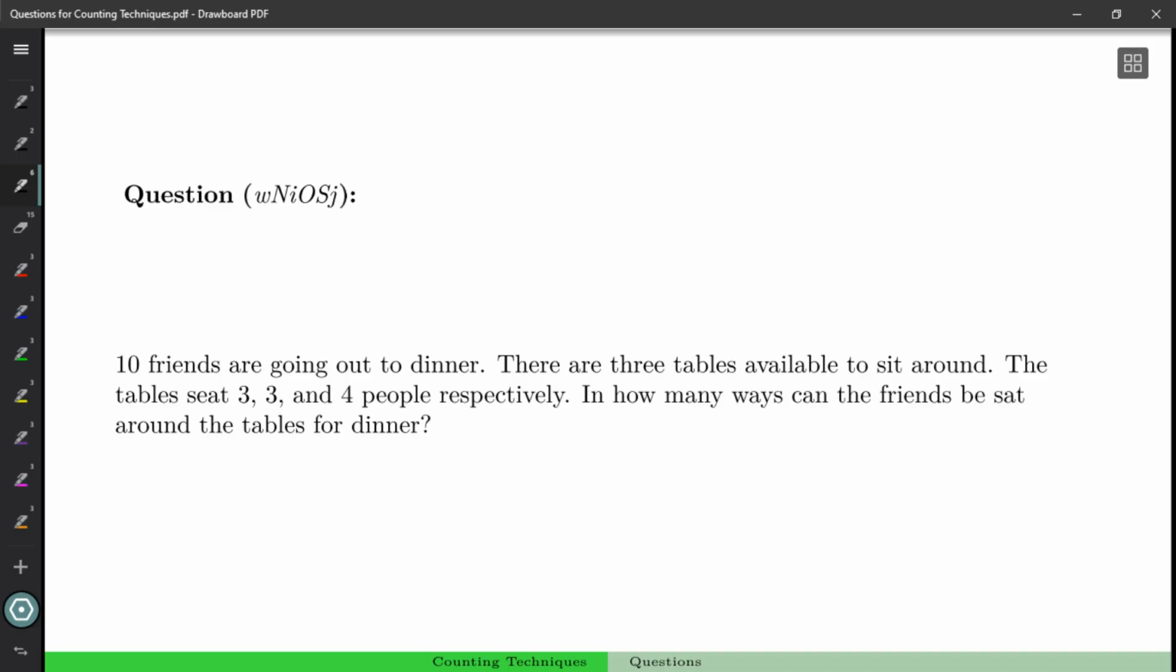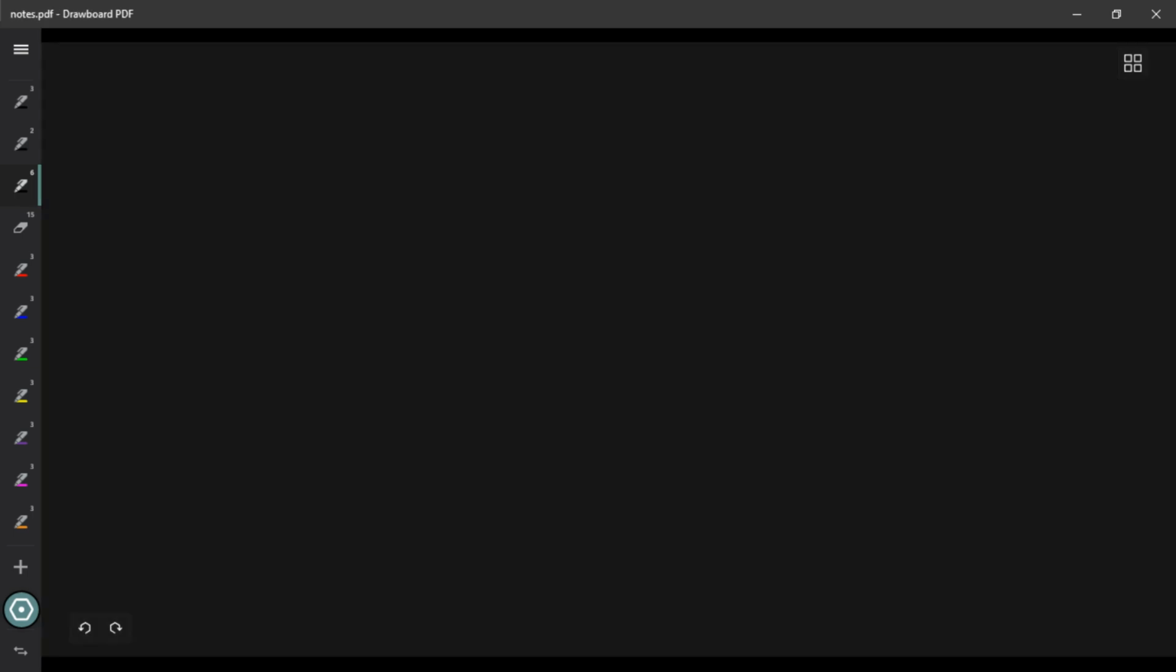Okay, so we got 10 people, but they can't all be together. We've got to break them up into smaller groups and send them to the various tables. Well, we know how to break a large group into smaller groups. That's multinomial notation. Okay, so you might say step 1, break into groups.